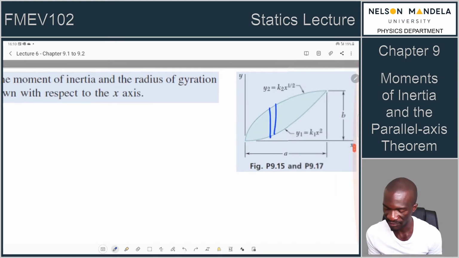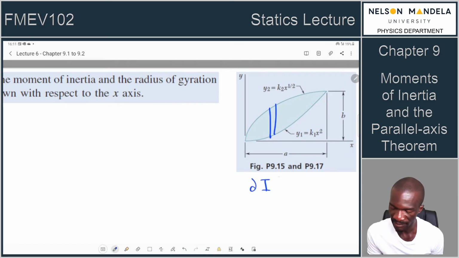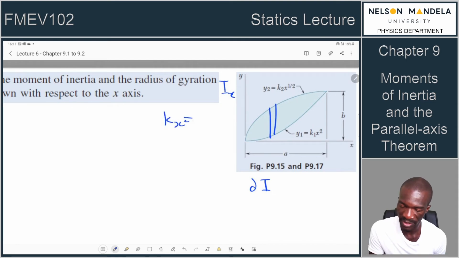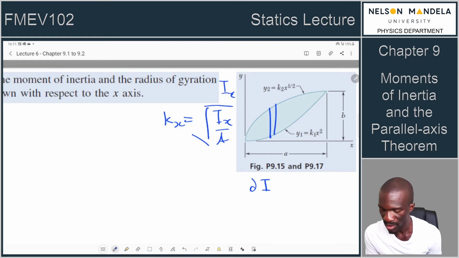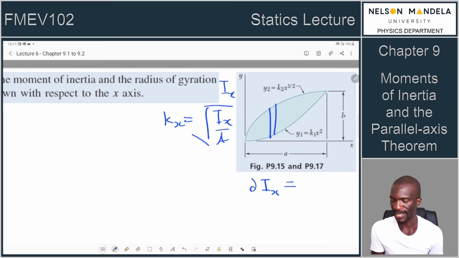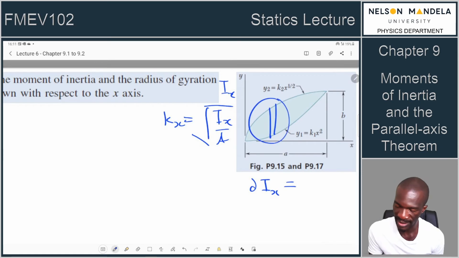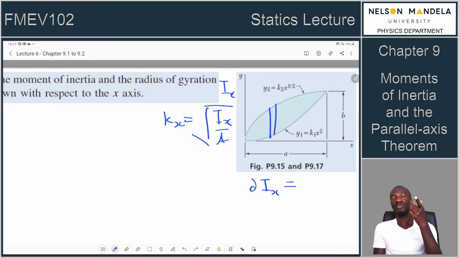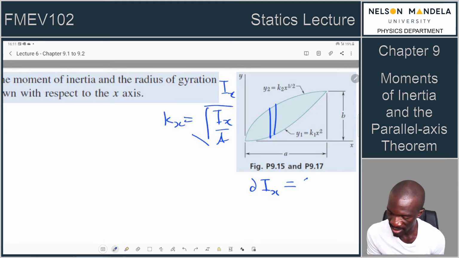Thank you. So it's not much of a lot of work. So we want to find I in the x, so that we can find kx, which is equal to the square root of I in the x over the area A. So what is dI in the x? Again, we can see that this is a vertical strip, but we want to find the moment of inertia of this vertical strip about the x-axis. So it's obvious that it has to be 1/3 of y cubed dx. Right, that's our dI in the x, the general formula.